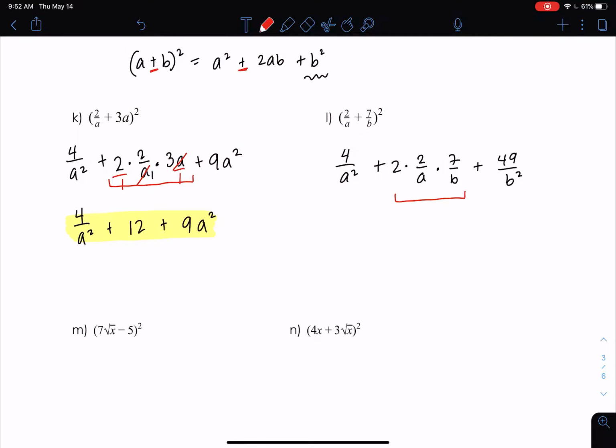Let's simplify the middle now. Put that 2 over 1. Does anything cancel? I don't see any cancellation. Nothing's the same on the top as the bottom. So our final answer is 4 over a squared plus 2 times 2 is 4 times 7 is 28 over, my denominator is just ab, plus 49 over b squared. And we're done. No like terms here.